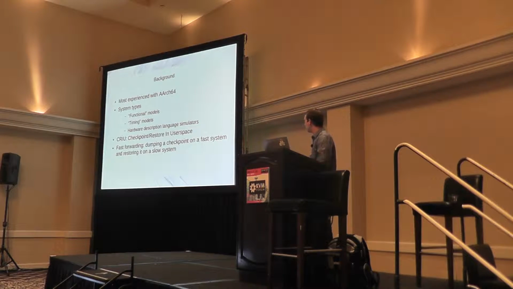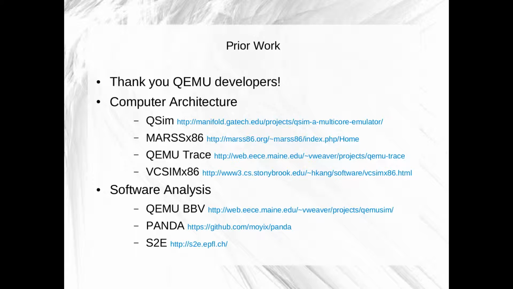And then this fast-forwarding thing, I define it as dumping a checkpoint on a fast system and restoring it on a slow system. So if you're able to run in a functional model orders of magnitude faster than your timing model or your HDL simulator, run up to the middle of the program and dump a checkpoint and then restore that checkpoint on one of the slower systems, you have fast-forwarded through that first half of the program's execution.